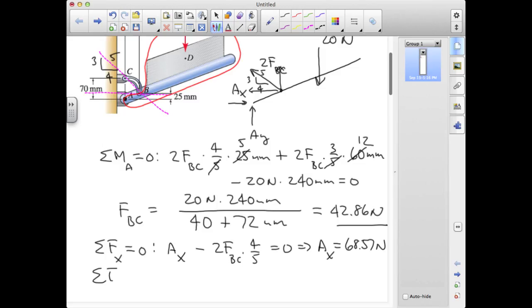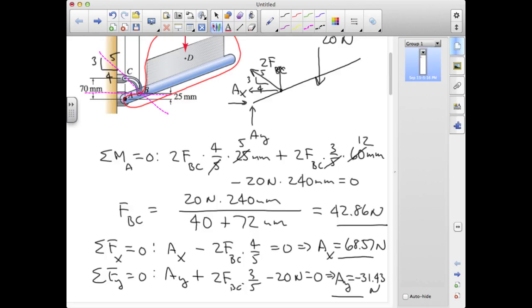In the y direction, I have AY plus the vertical contribution from this force, which is 2FBC times the sine of the angle, 3/5, minus 20 newtons equals 0. And if I rearrange that, I get AY is 20 newtons minus 6/5 of FBC, and that gives me AY is equal to minus 31.43 newtons. So in this case, the AY component is actually going down. The AX and FBC forces are as represented in the original free body diagram.